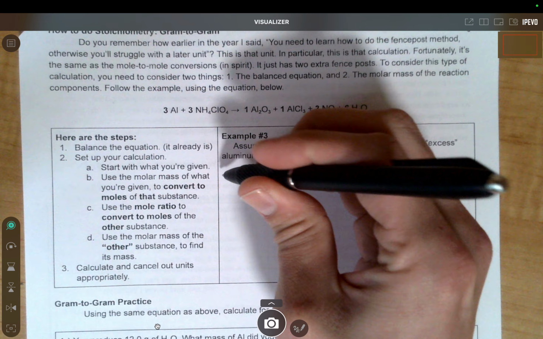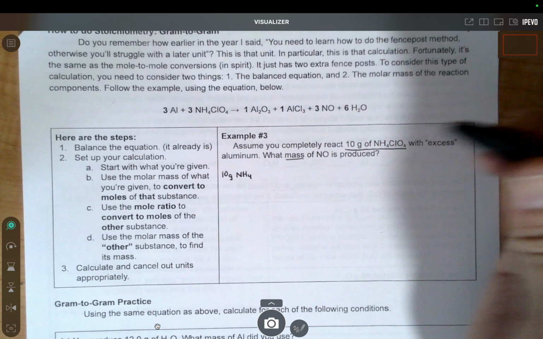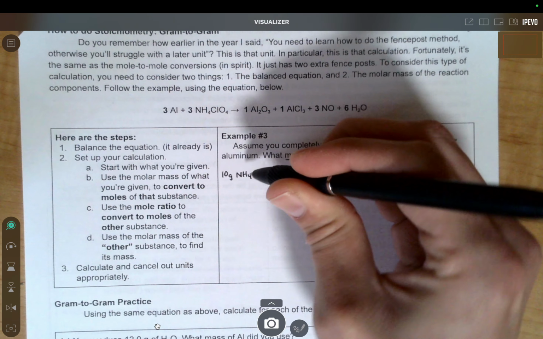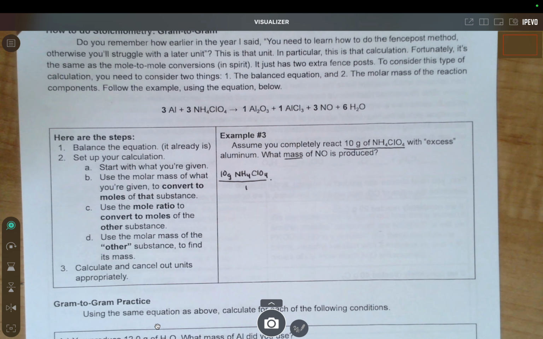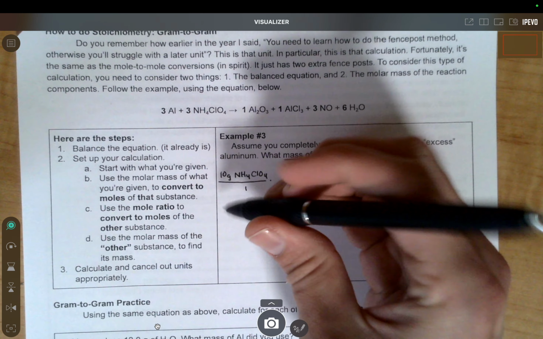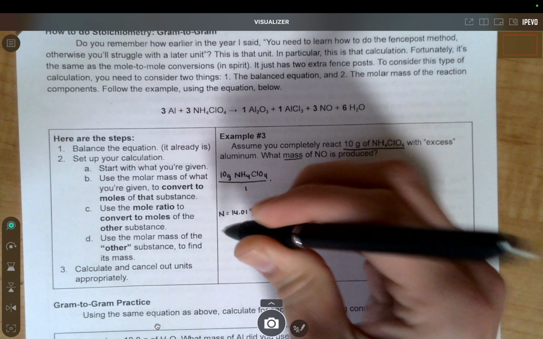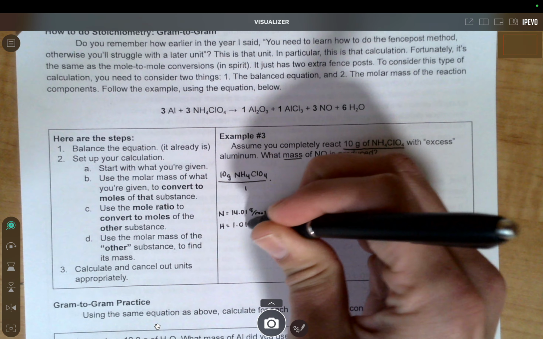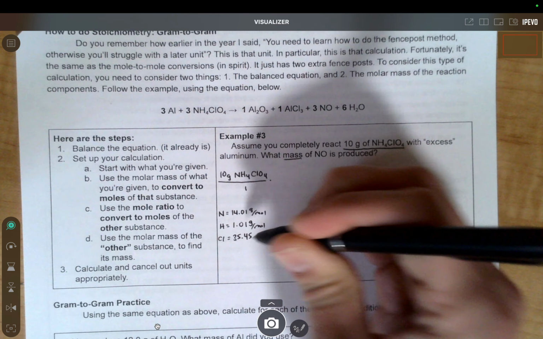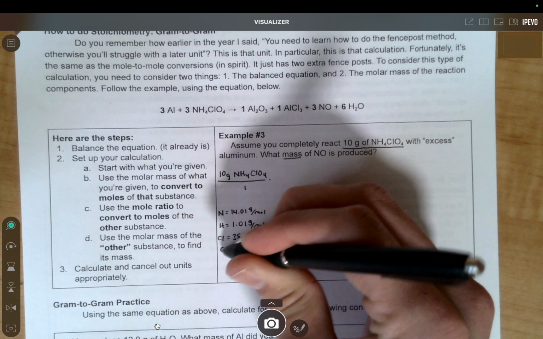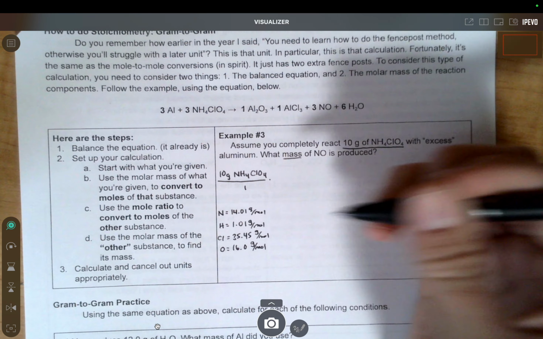Start with what we know, 10 grams of ammonium perchlorate, NH4ClO4. Okay, set that over 1. Great. Before we do anything, we're going to need to get the molar mass of ammonium perchlorate, which nitrogen is 14.01 grams per mole. Hydrogen is 1.01 grams per mole. Chlorine is 35.45 grams per mole, and oxygen is 16 grams per mole. Just again, all of those values are coming from the periodic table.